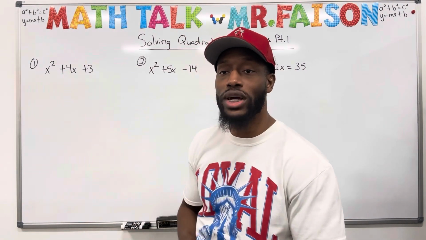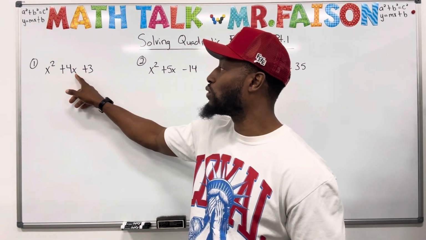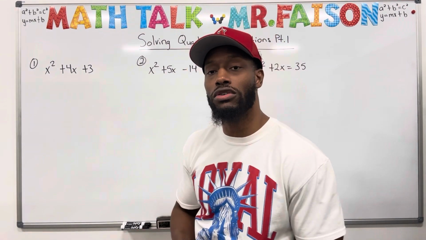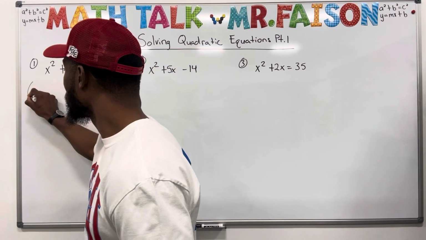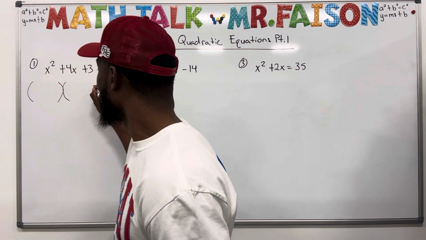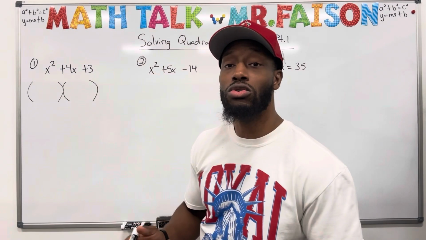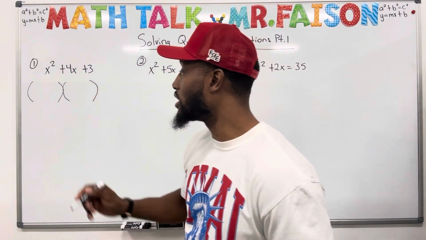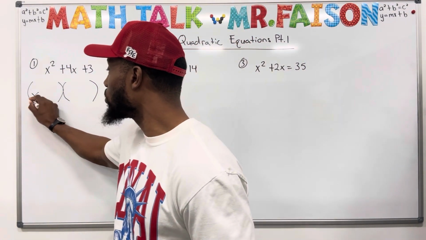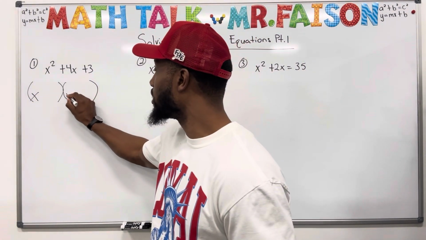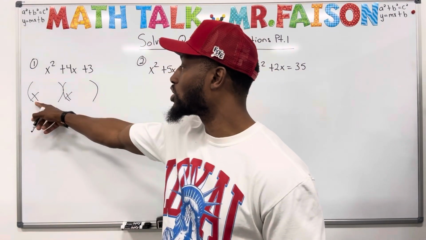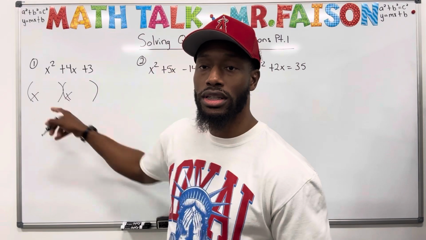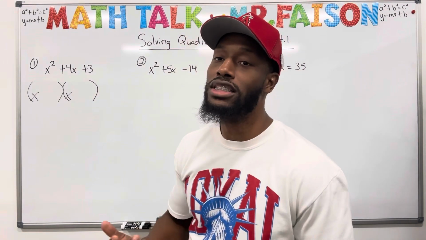So in problem number 1, it tells us x squared plus 4x plus 3. And they want us to solve for this. So first thing we're going to do is I want you to put 2 groups of parentheses. All right. So first thing we're going to do inside those parentheses is this first little spot right here, we're going to put an x. And we're going to put an x right here. So whenever you have a leading coefficient that's 1, we always start off with an x in both parentheses.